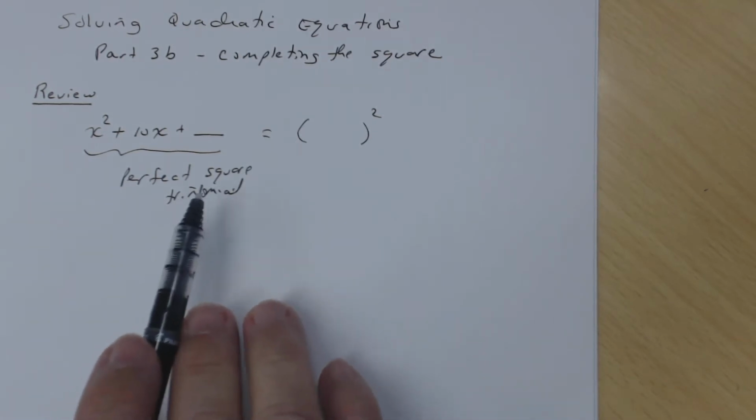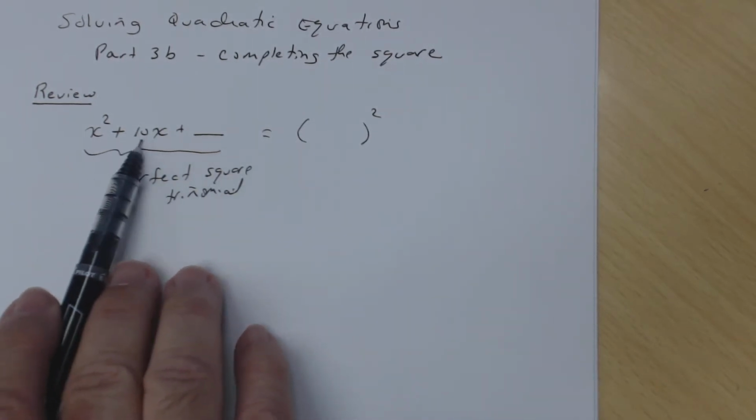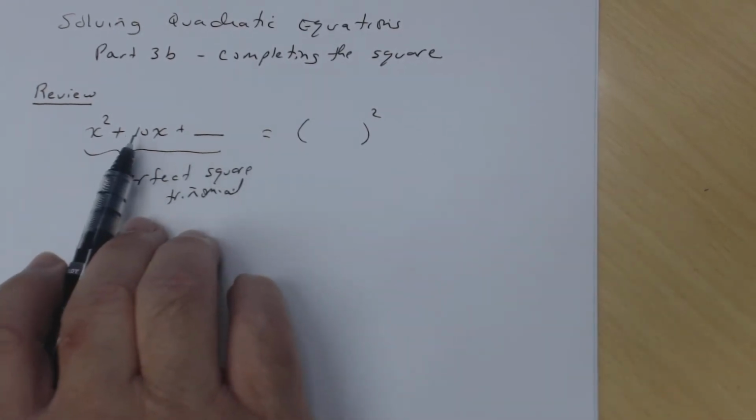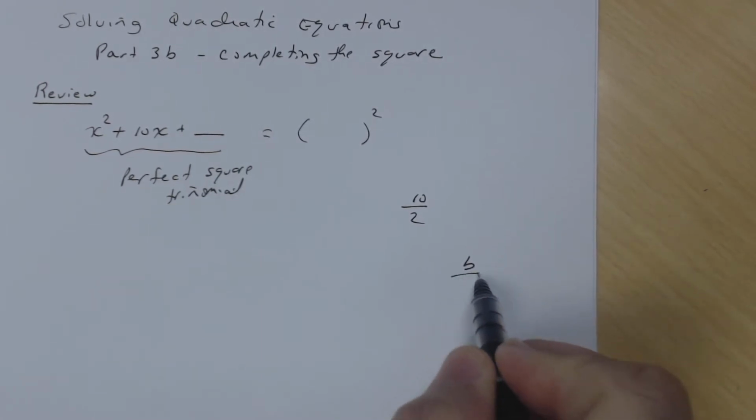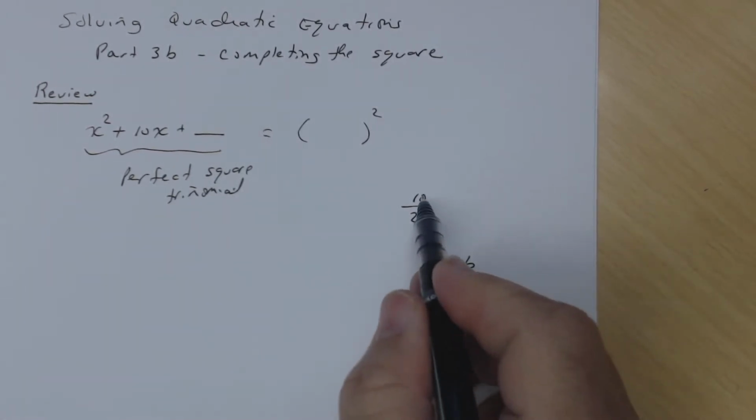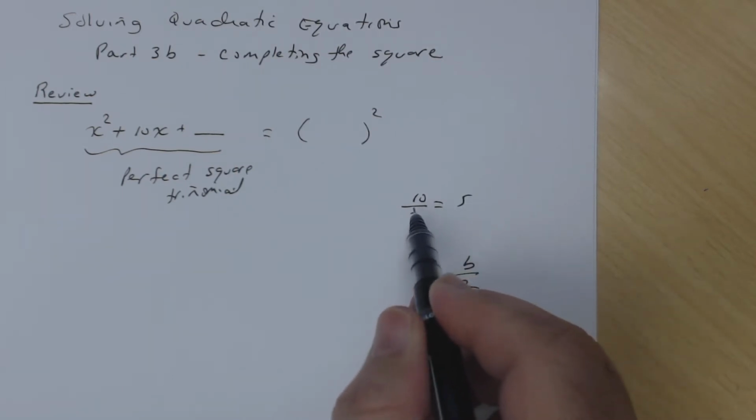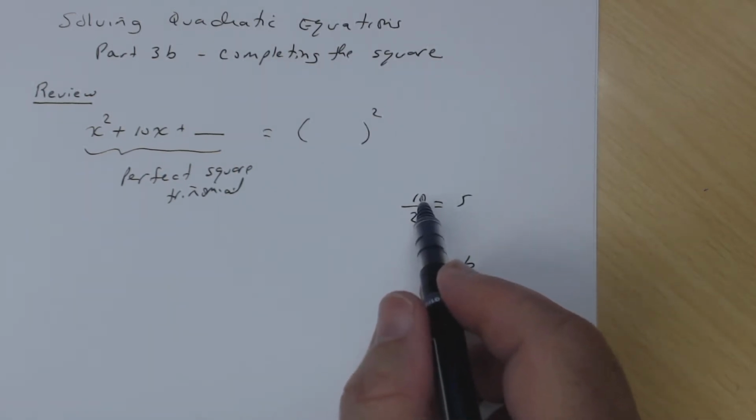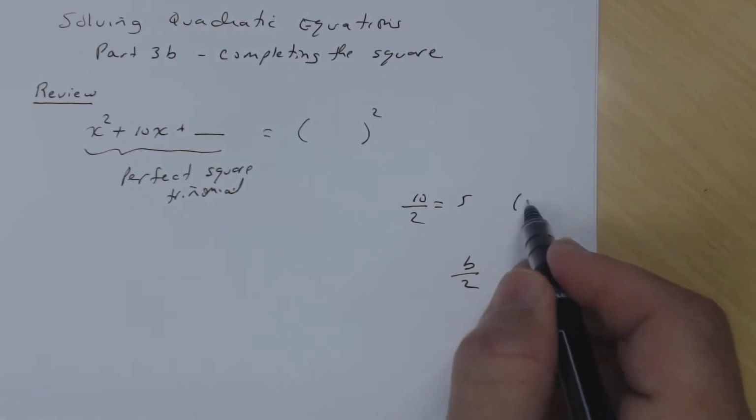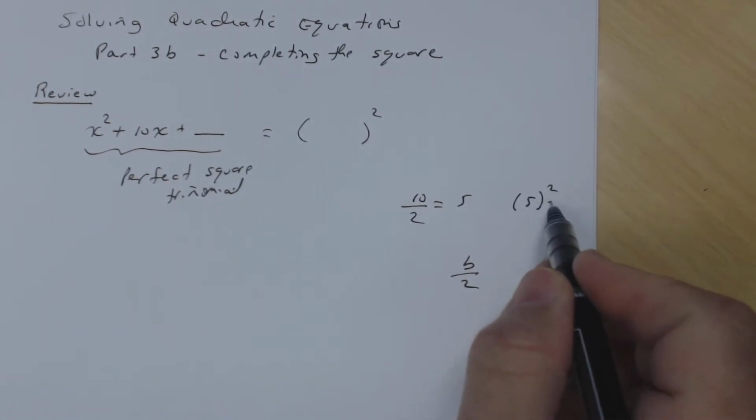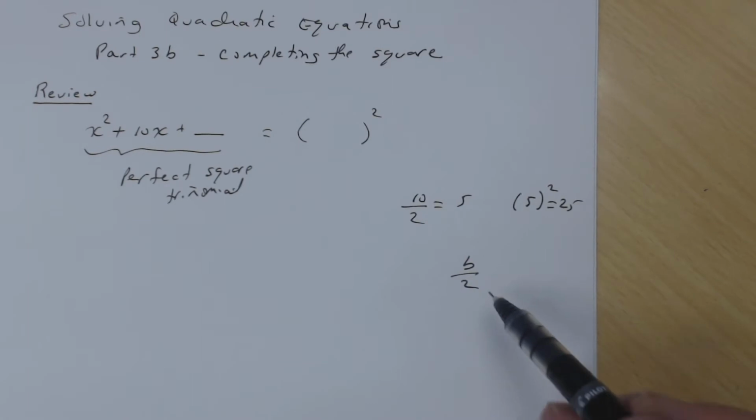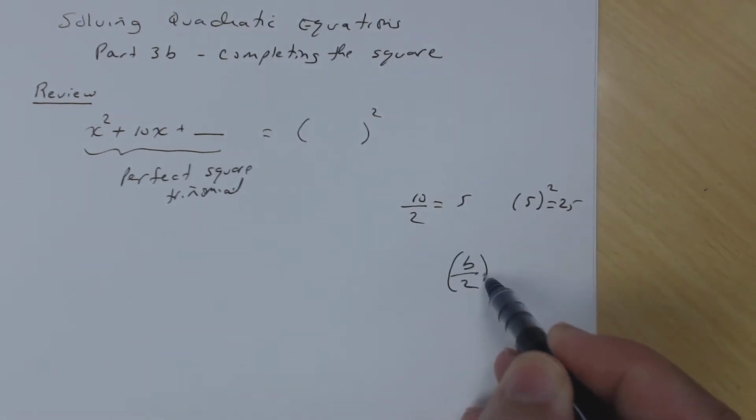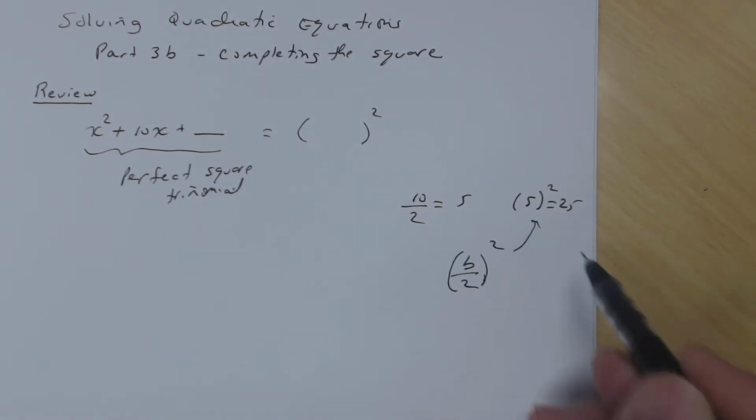Remember what we did was we took the coefficient of b, which in this case is a positive 10, and divided by 2. 10 divided by 2 is 5. Once I found what the coefficient of b divided by 2 is, I then squared it. 5 squared here is 25. So again, we take the coefficient of b, whatever b is, divide by 2, and once I divide by 2, I've got to square it.